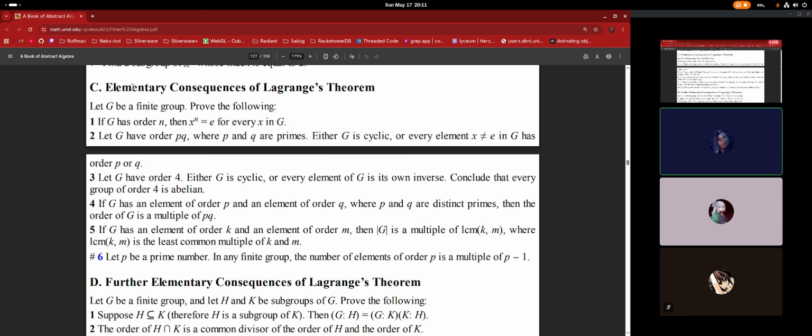Elementary, like how patronizing, right? Elementary consequences of Lagrange's theorem. Any Watson comments? Any comments on C?